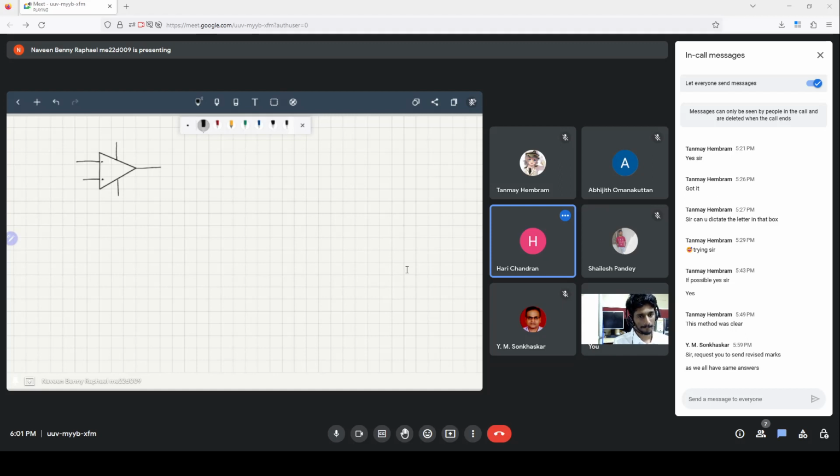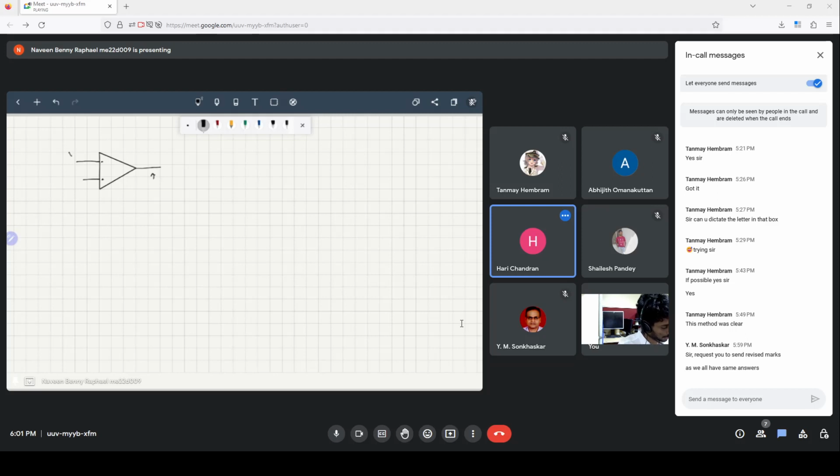So there can be two outputs, it will come, no? Only one output. There's only one output here. This is the only output of the operational amplifier. Okay, comparator. This is the operational amplifier working as a comparator.